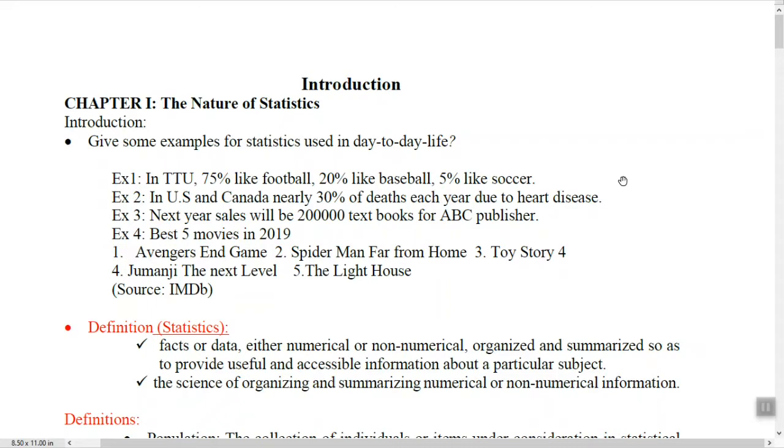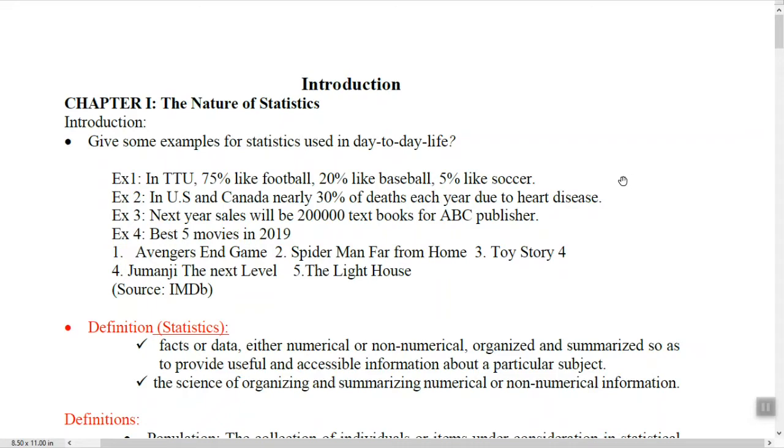Today I'm going to start a new chapter, which is the basic chapter in statistical methods. This is the introductory part, the nature of statistics. First, we'll see what statistics is.